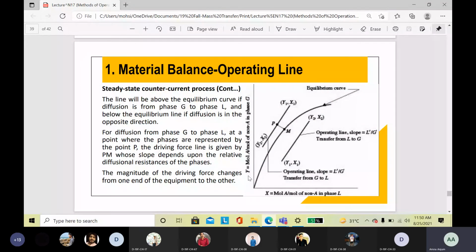The line will be above the equilibrium curve. ये line above the equilibrium curve से above हो गया, the diffusion from phase G to phase L. और अगर हमारे पास ट्रांसफर होगा फेज फ्रॉम L to G, तो वहाँ पर ऑपरेटिंग लाइन लोअर होगी टू द इक्विलिब्रियम कर्व.